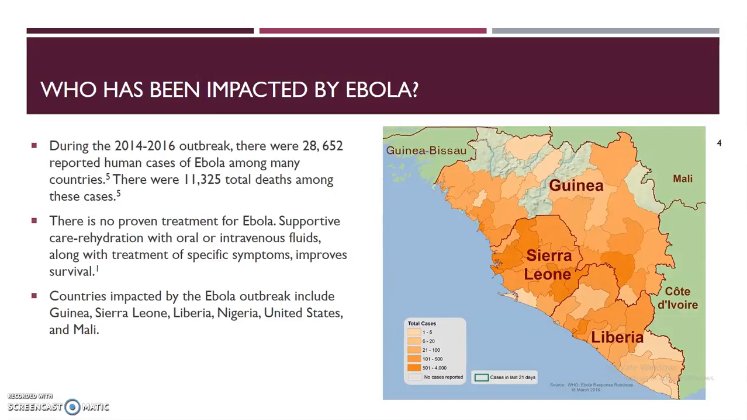There's no proven treatment for Ebola, so it's just supporting people, making sure they feel comfortable, and treating specific symptoms to help them hopefully survive. This map showcases the case saturation in this region, anywhere from no cases in the last 21 days to 4,000 cases, depending on how dark the color is.